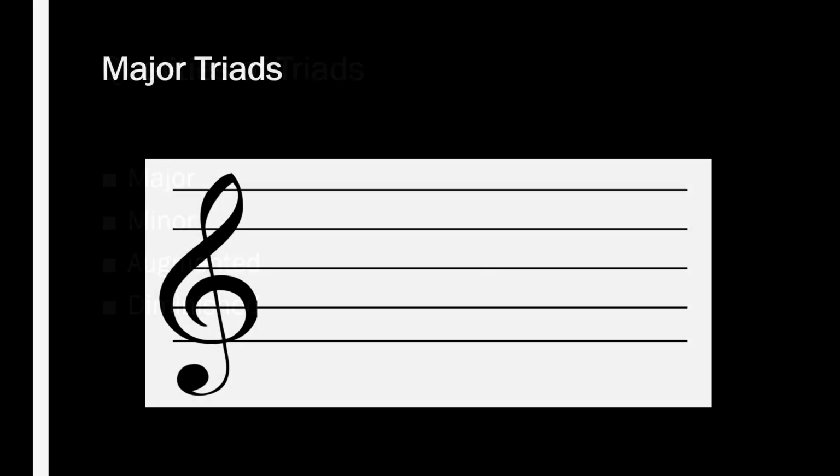There are 4 qualities of triads: major, minor, augmented, and diminished. These triads are named based on the intervals that are created with the notes in the chord. The first type of triad is a major triad. Major triads are created by a major third, or 4 half steps away from the root of the chord, along with a perfect fifth, or 7 half steps away from the root.